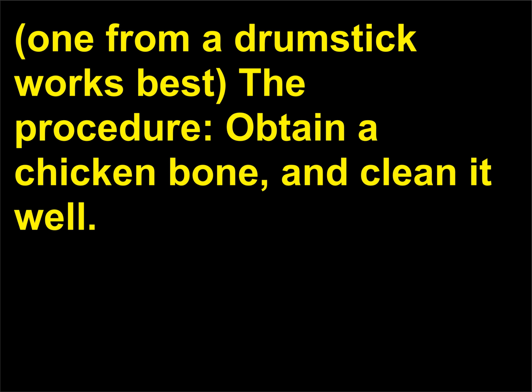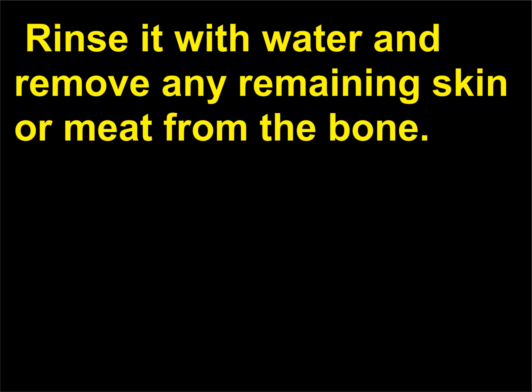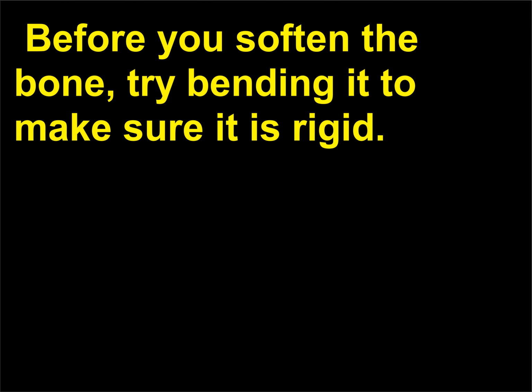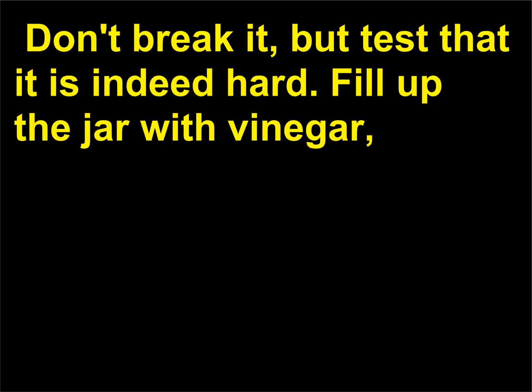The procedure: obtain a chicken bone, and clean it well. Rinse it with water and remove any remaining skin or meat from the bone. Before you soften the bone, try bending it to make sure it is rigid. Don't break it, but test that it is indeed hard.